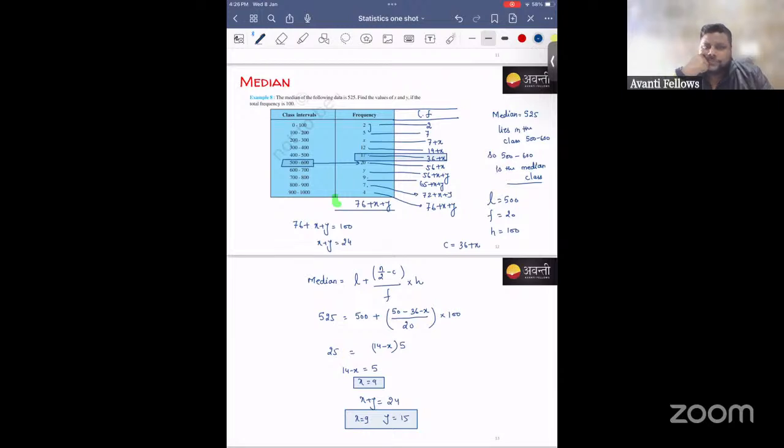Understood? JNV Kolhapur, am I clear to you guys? Take a look quickly.